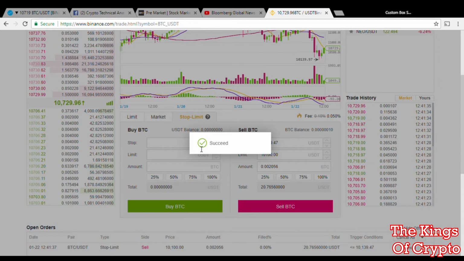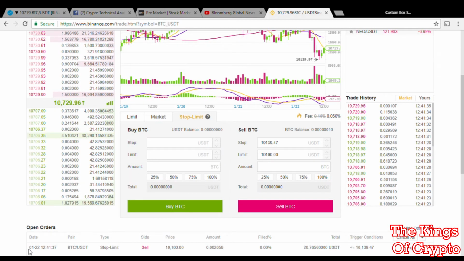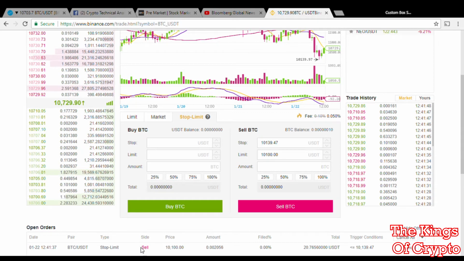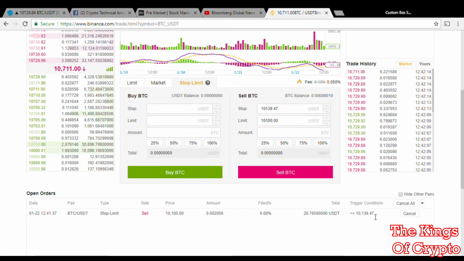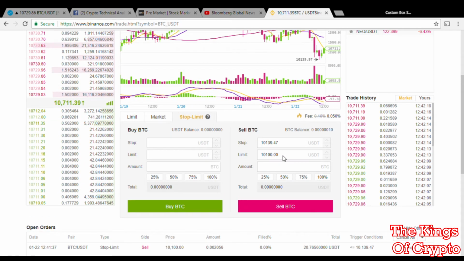It says succeed. Now you can see I have an open order. It shows me the date and the time, the currency pairing that I am trying to execute this transaction on. It shows that this is a stop limit order and that I am trying to sell. And the limit order price is at 10,100. The trigger conditions show that if we are less than or equal to $10,139.47, the stop limit will be triggered. And there you have it. There's how to set a stop loss on Binance.